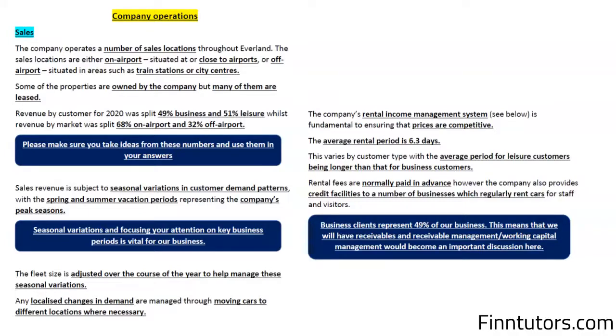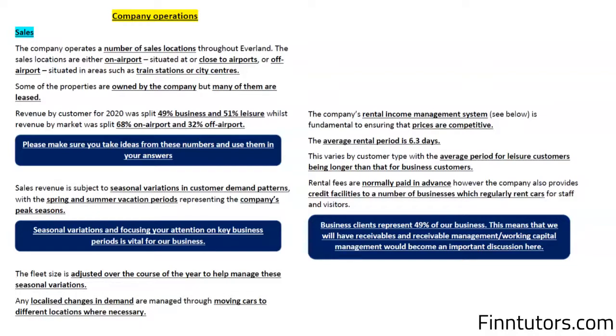The fleet size is adjusted over the course of the year to help manage your seasonal variations. In the winter, when we don't need many cars, we might dispose of them when the date is right. We might enter into repurchase agreement cars, changing some of our cars. It could be managed in a way where in the summer and spring seasons you have maximum capacity.